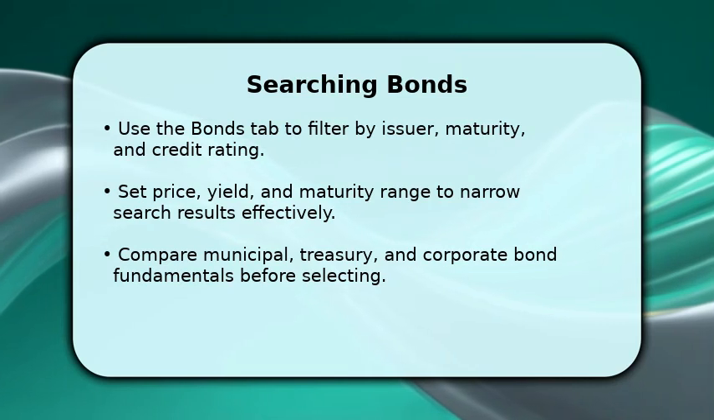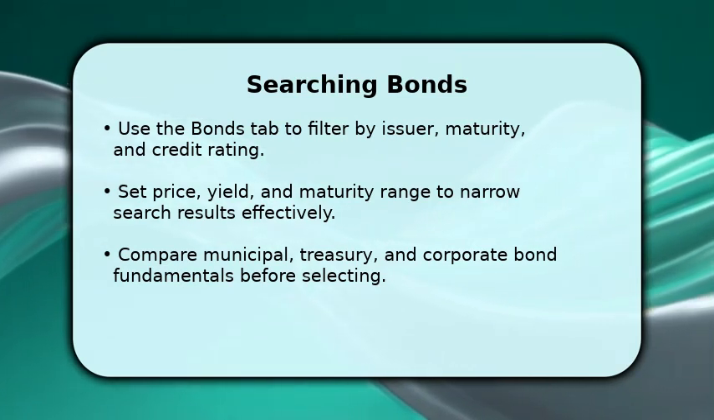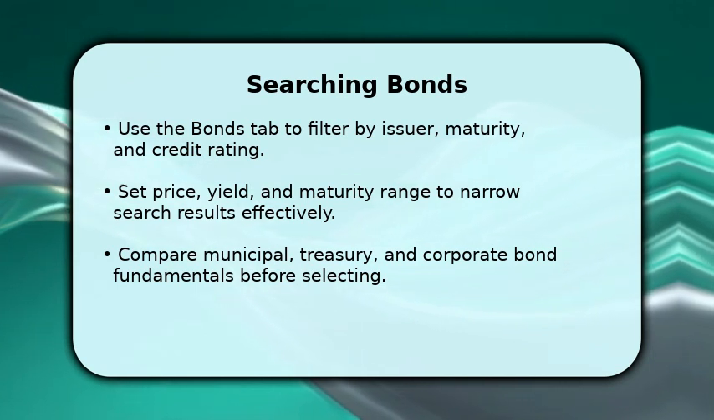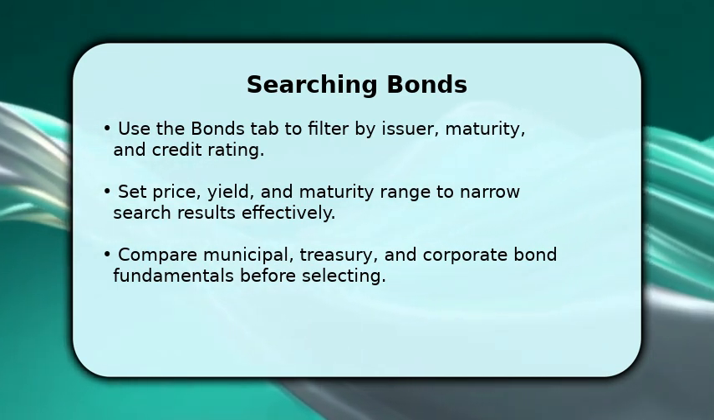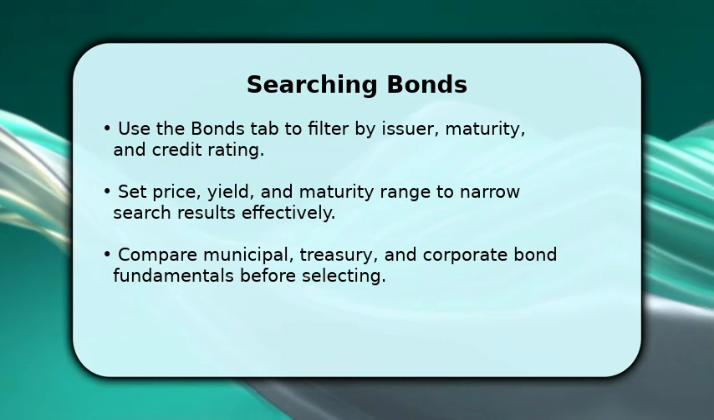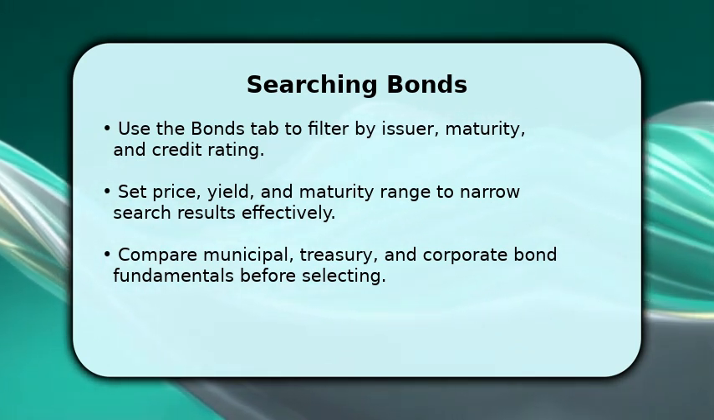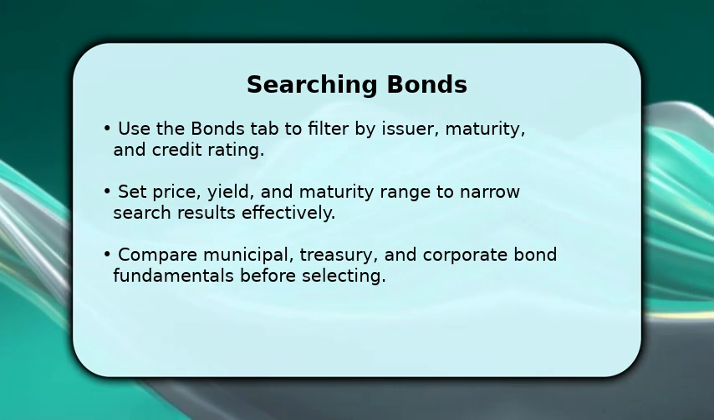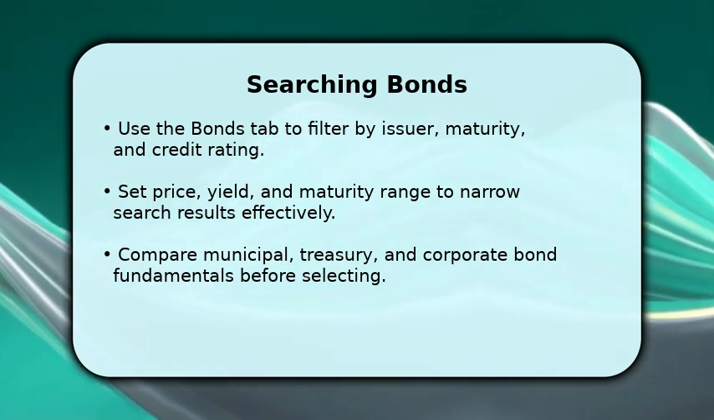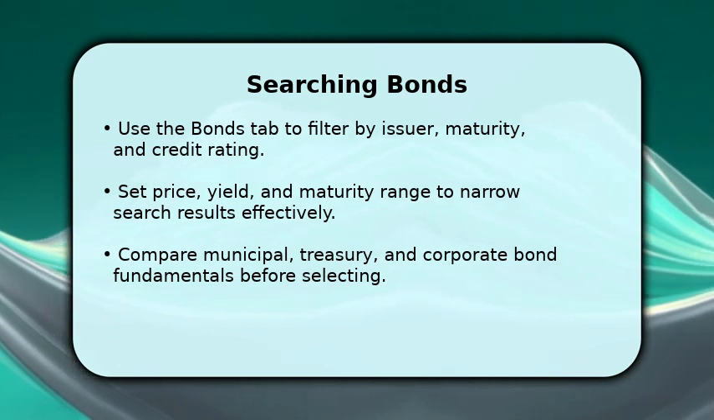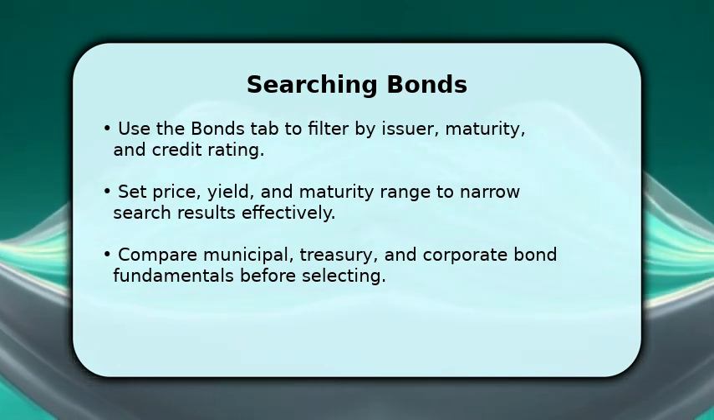Start by navigating to the bonds section and use the filter panel to select type, maturity range, and credit rating so you can see only relevant issues. Next, sort results by yield or price to compare apples to apples, and click any bond to view its key details like coupon, call schedule, and liquidity. Finally, save interesting bonds to a watch list so you can monitor price moves and news before committing to buy.